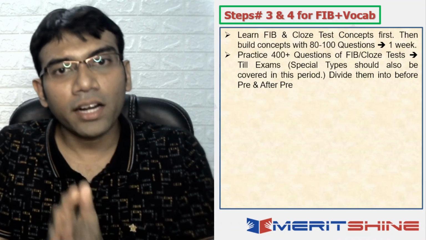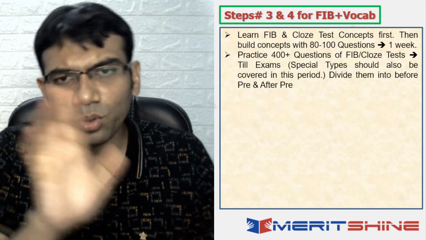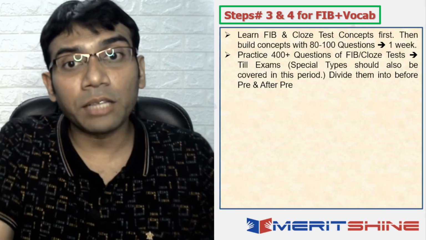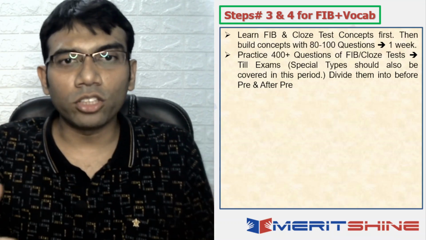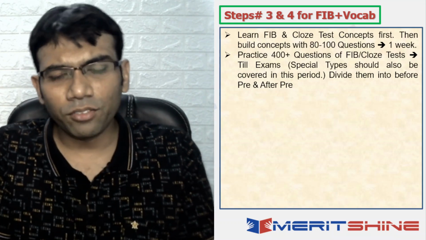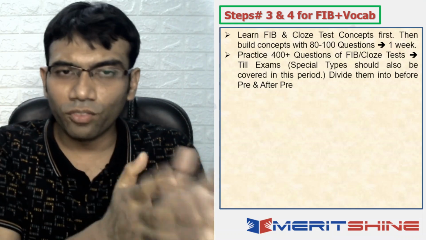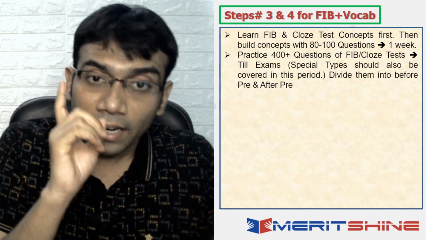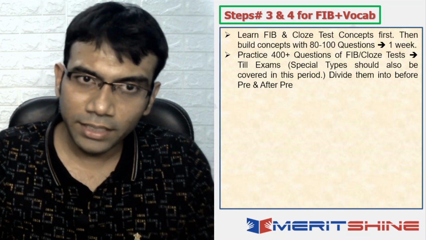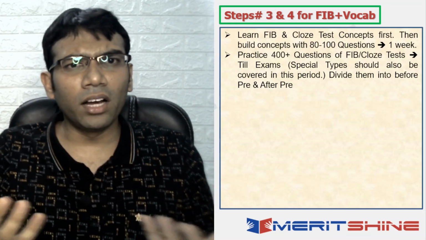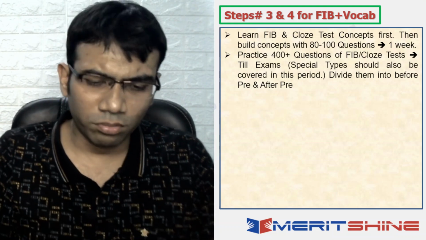Practice 400 plus questions of FIB and cloze tests till exams. Continue till exams. Do the special types also in this period. Once the concepts are done, you do not need separate concepts for the special types. They can be done with the same concepts. I have shown that to you on the channel many a times. Go visit those lectures, you would find that. Divide this practice also into before pre and after pre. You can do it 50-50, you can do it 60-40. The range would more or less be the same.